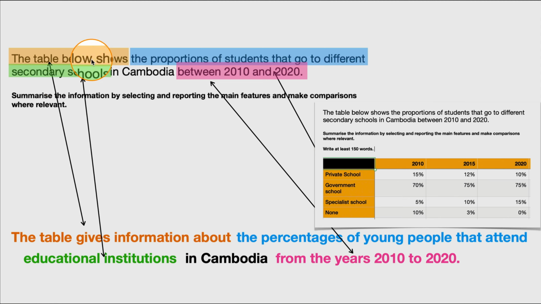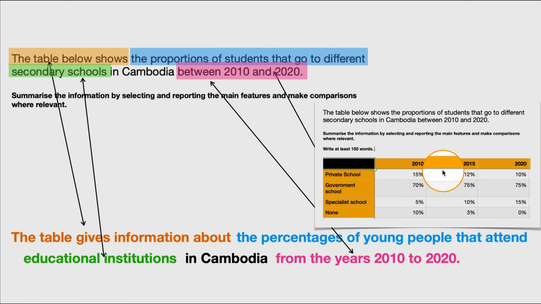Again, got rid of below. And I've changed shows to gives information about proportions of students that go to different secondary schools. So I've changed it to the percentage of young people that attend educational institutions. Okay, so I've changed proportions to percentage, students to young people, go to that attend, and secondary schools to educational institutions. In Cambodia, the same, Cambodia, between 2010 and 2020. From the years 2010 to 2020. This is now paraphrased and it means the exact same thing.